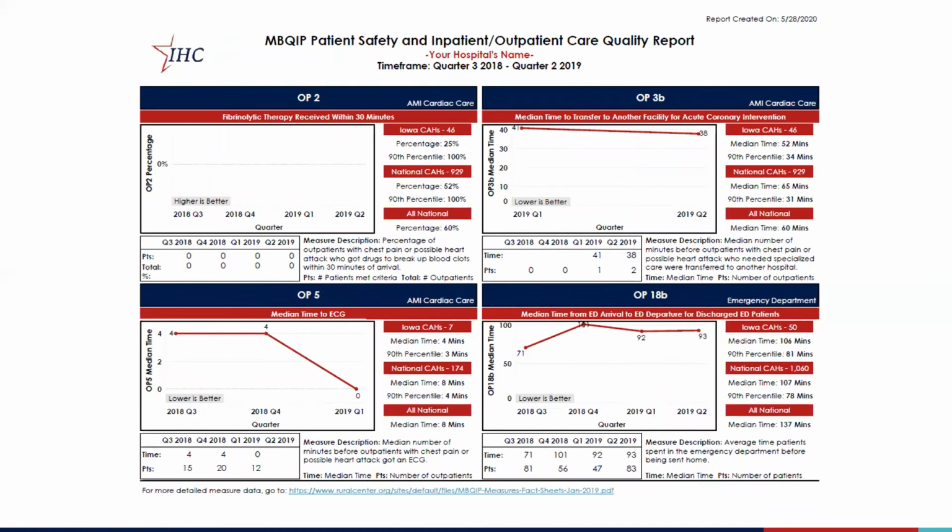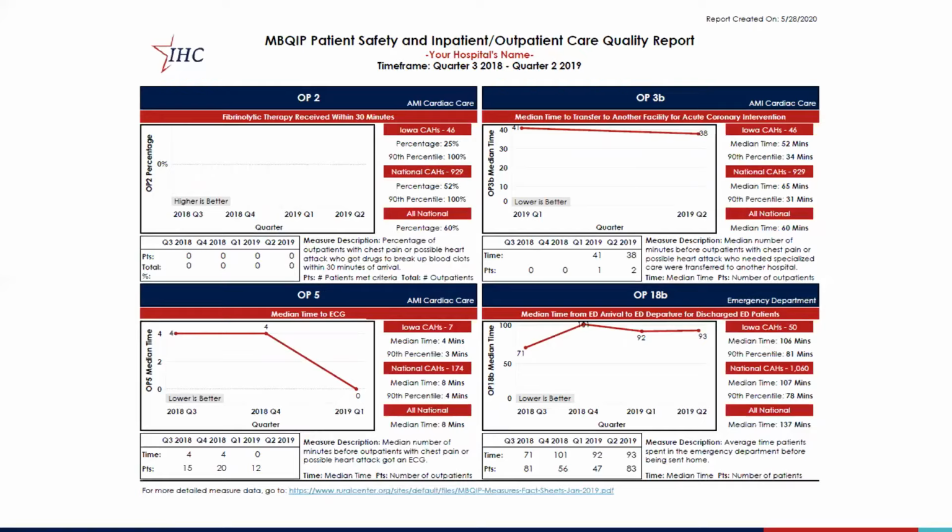Third is your inpatient and outpatient quality report. Again, this will have your hospital's name listed underneath and the time frame of the data you're reviewing. Each box here will represent a specific outpatient measure. I'll review OP18, which is at the bottom right of this screen. You'll see in the red box, it'll tell you the name of the measure. So for this one, we're looking at median time from ED arrival to ED departure for discharged ED patients.